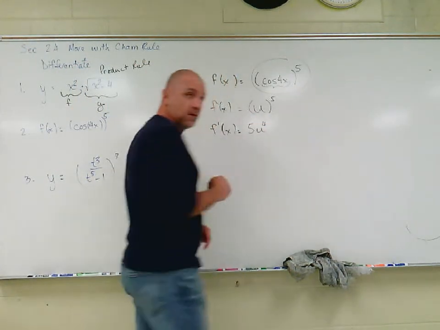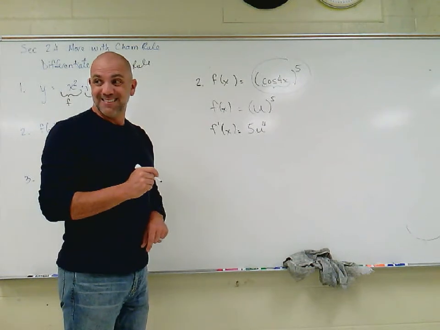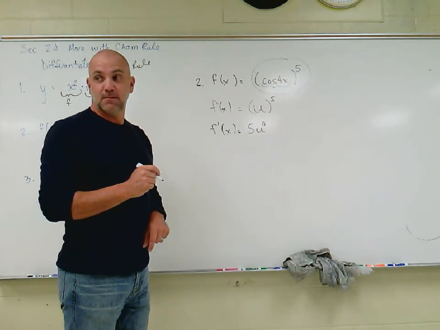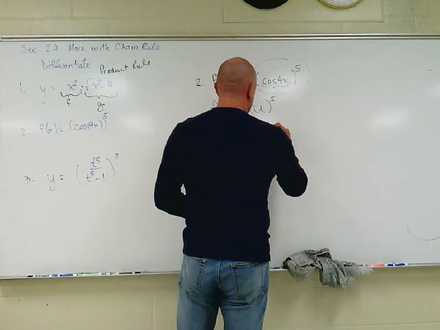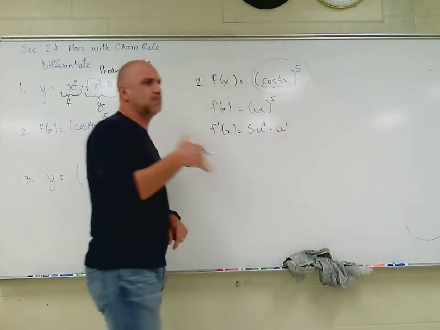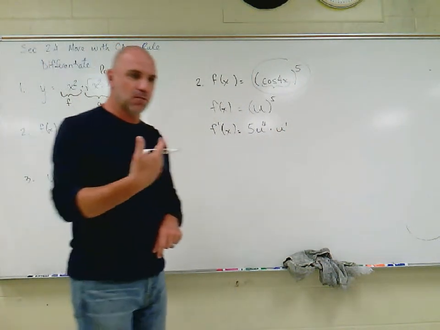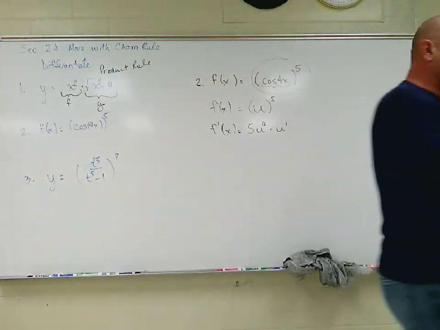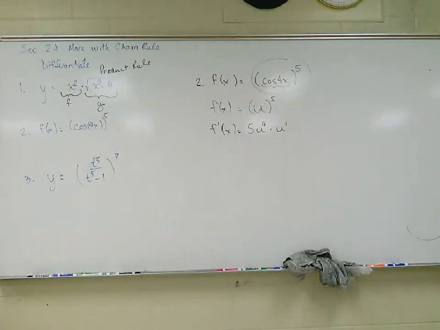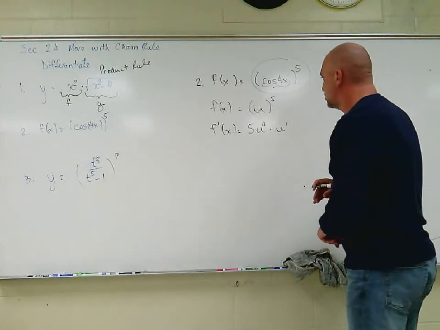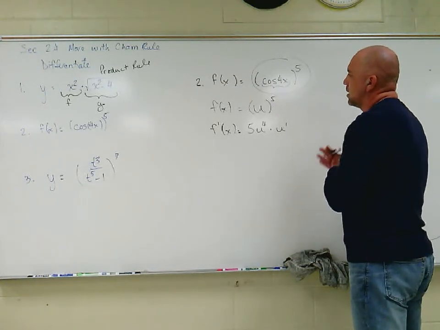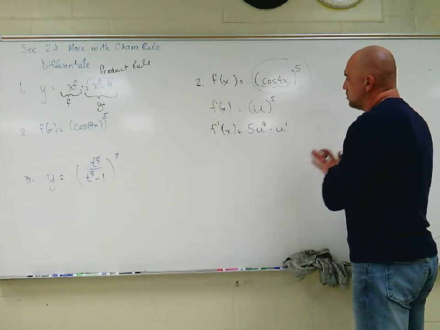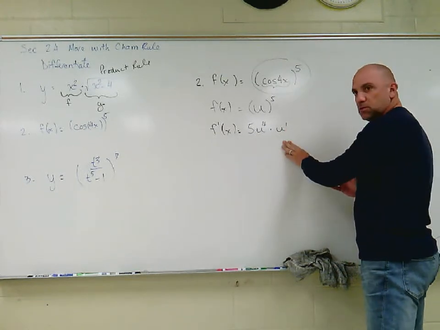5u to the 4th times u prime. You gotta do power rule. I mean, it is power rule, but you gotta do what? What rule? Chain rule, okay? If you're not multiplying by u prime at the end, by the derivative of the inside, then it's gonna throw it off there. Okay, so now this is my answer.